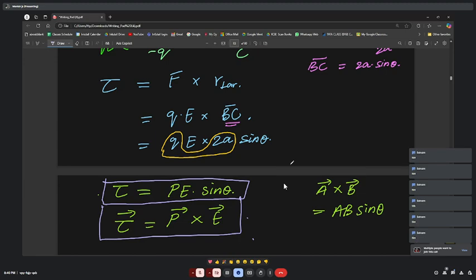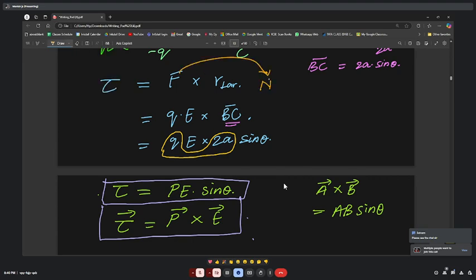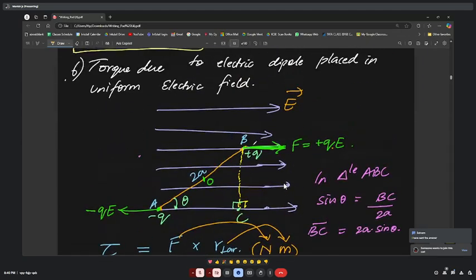Always, finding out the SI unit is very important. Expressing everything in terms of SI units is very, very crucial. So what is the SI unit for this? It is force into perpendicular distance, right? Force is in newtons and the perpendicular distance is in meters. So the unit will be newton meter, and that's the unit of torque. I hope this part is clear, children.